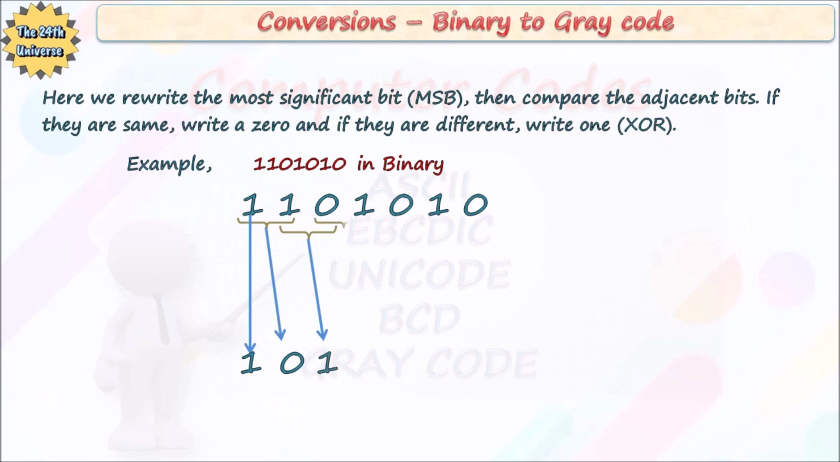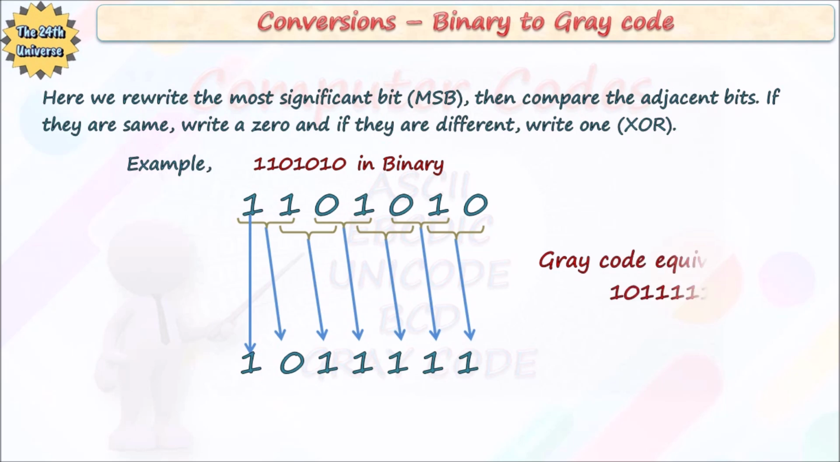Next two digits are 0 and 1. They are different, so we write a 1. Next is 1 and 0. They are different, so write 1. Next is 0 and 1. Different, so write 1. And 1 0, different again, write 1. So the gray code equivalent of 1101010 is 1011111.